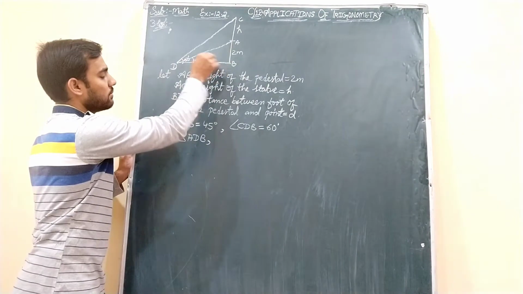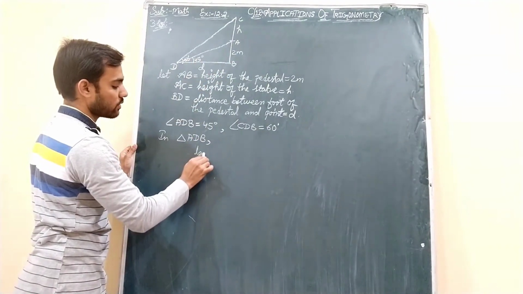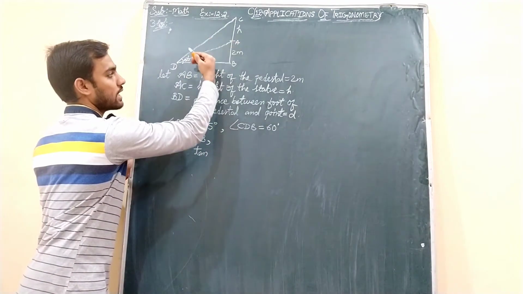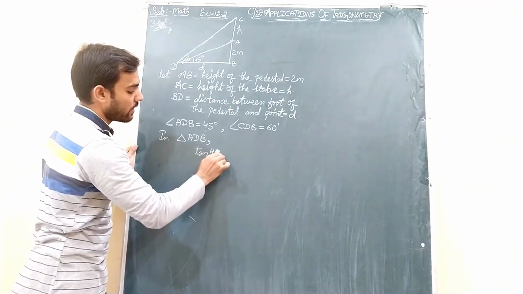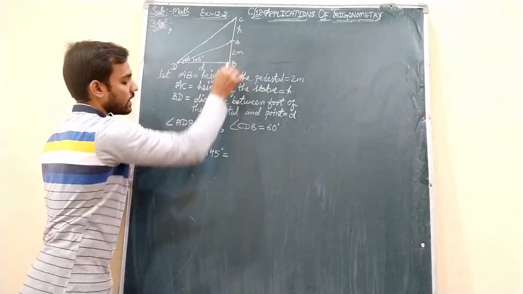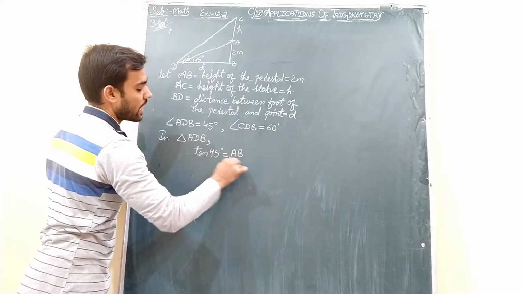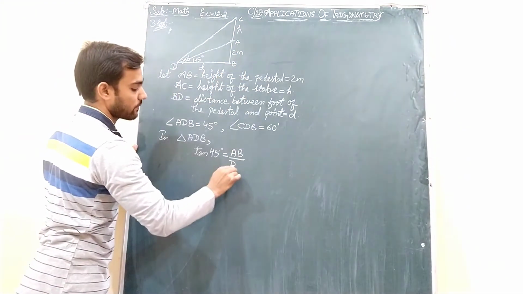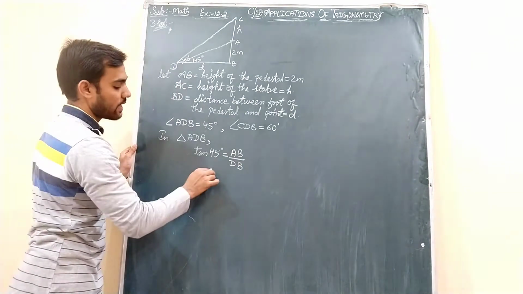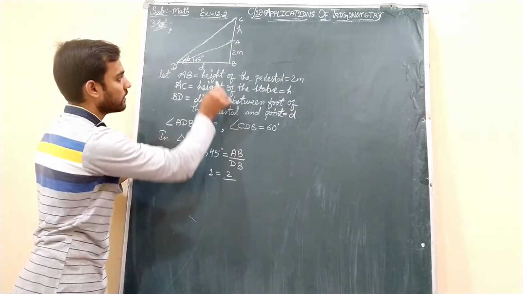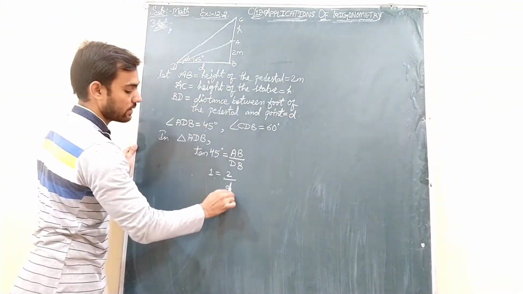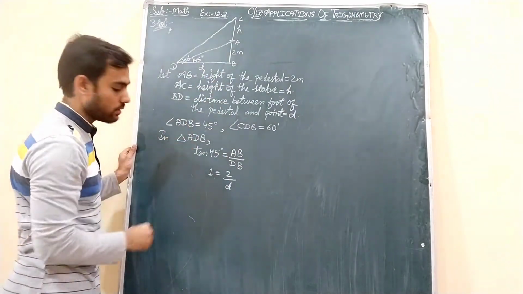In this triangle ADB, I have to take the tan ratio, as we just discussed, opposite and adjacent, because the hypotenuse is not involved here. So tan 45 degrees is equal to opposite, which is AB, over adjacent, which is DB. Tan 45 value is 1, AB is 2 and DB we have taken as small d, the distance between the foot of the pedestal and the point.